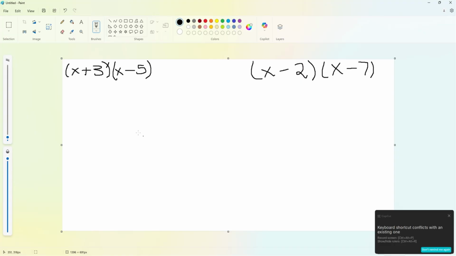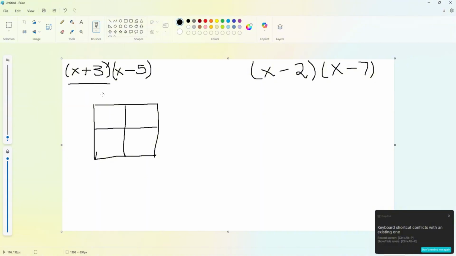Alright, now let's hop into the questions. We have x plus 3 times x minus 5. So we have the box method, right? So we're going to create a box, and we're going to create 4 boxes inside of it.